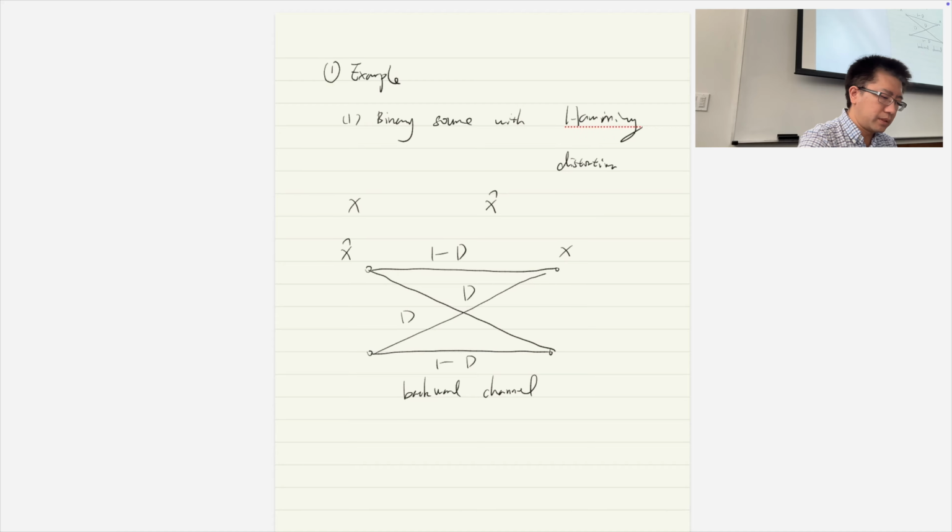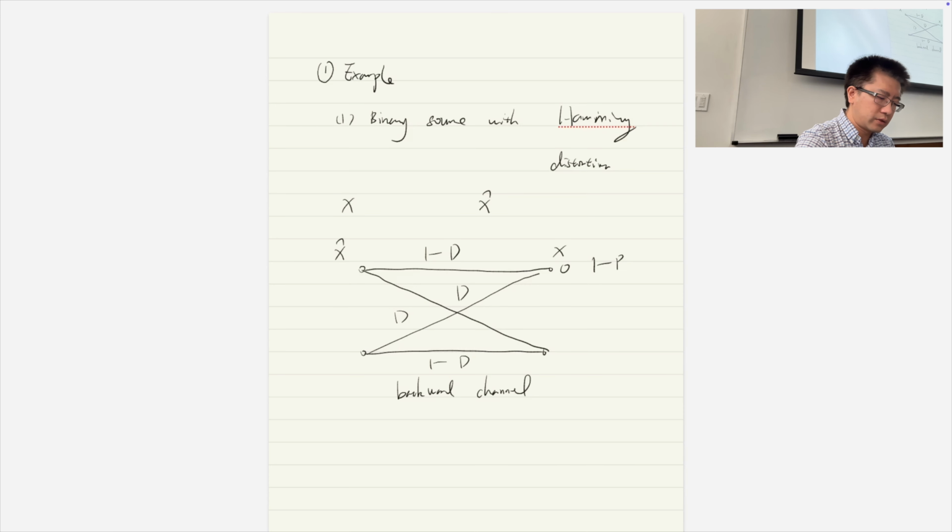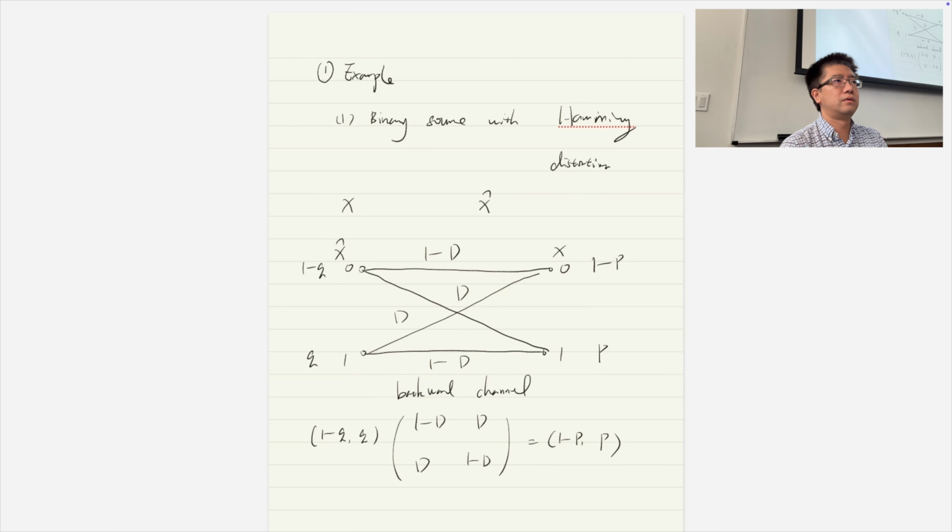Now we know the probability distribution of x is 1 minus p for 0 and p for 1. Let's assume that the probability that x hat equals 0 is 1 minus q, and the probability that x hat equals 1 is q. Given this channel, we can compute q analytically. How can we do that? Basically, it's (1 minus q, q) times the transition matrix, with entries 1 minus d and d, and that equals (1 minus p, p). So we have this formula.